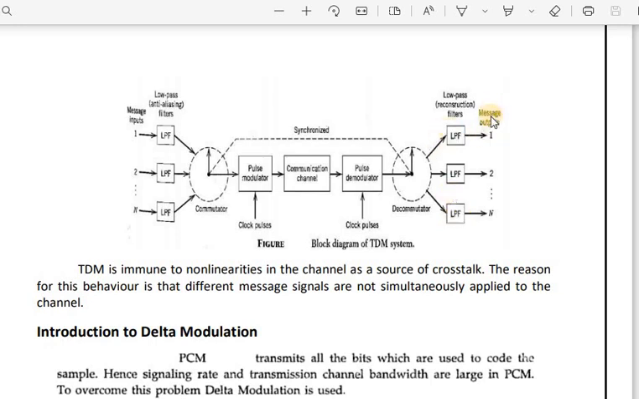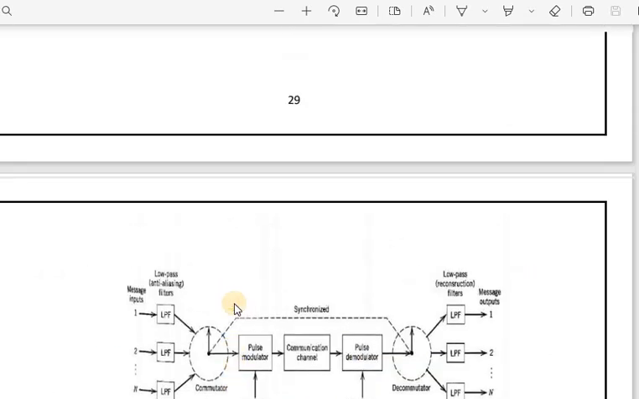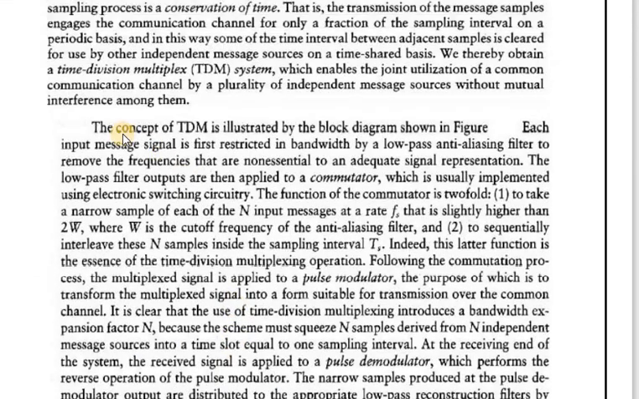From there you will be getting the original message signal at the output side. These are the blocks involved in TDM, that is time division multiplexing. Now I'll explain them one by one. The concept of TDM, whatever we are going to discuss, I have shown already in that figure.